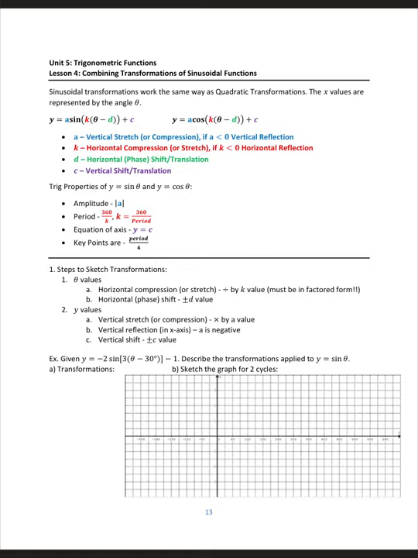Good morning, everyone. Today we're looking at Unit 5, Lesson 4, Combining Transformations of Sinusoidal Functions. So in the past two lessons, we've covered all the different transformations you're going to see in this course, and so today we're just going to put all those together. So some things to remember.